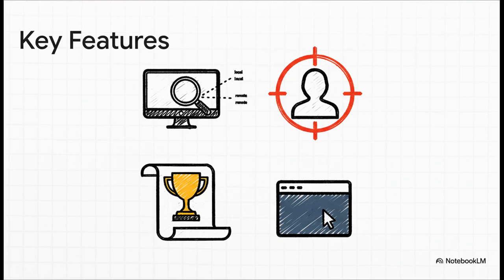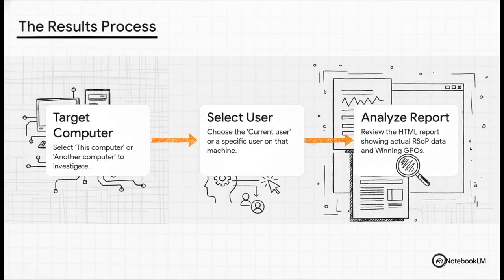So, what can our detective find? Well, it can investigate any computer you have remote access to, you can focus the report on a specific user who's logged in, and most importantly, the report will show you the winning GPO for every single setting. This is just priceless when you're trying to figure out why a user isn't getting the policy you think they should be getting. Oh, and for all you command line fans out there, you can get all the same info using the gpresult.exe tool.